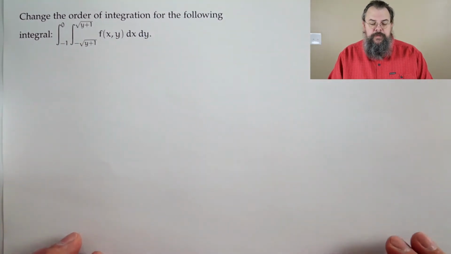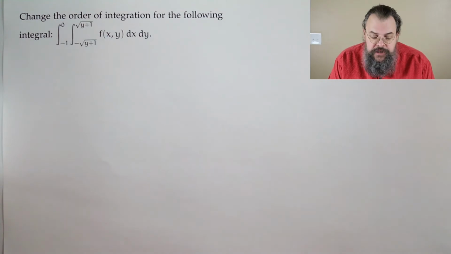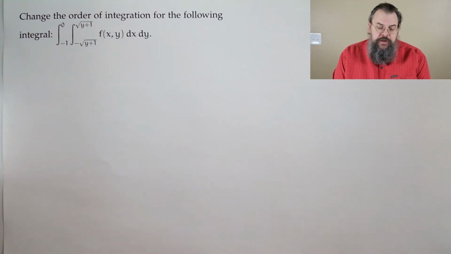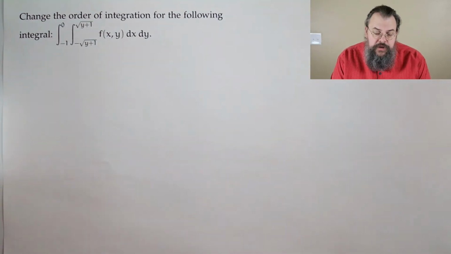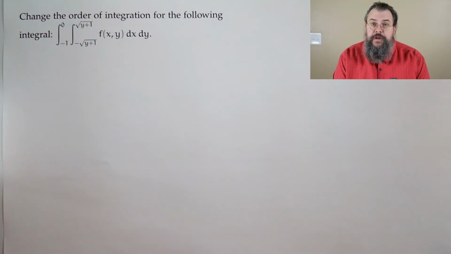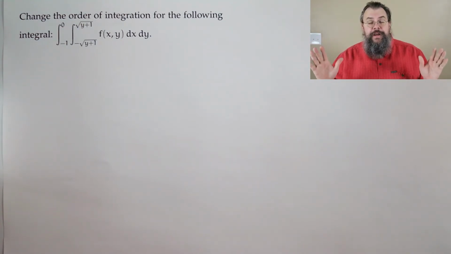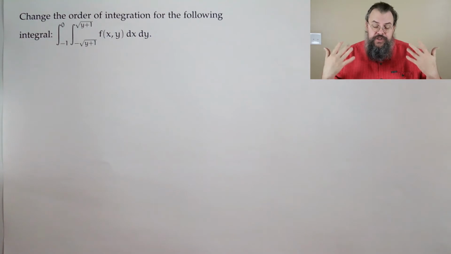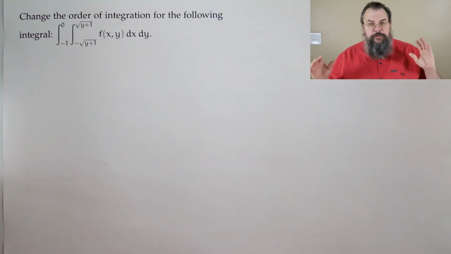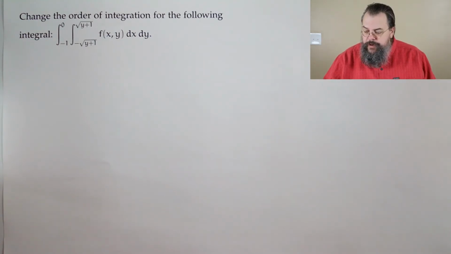So, change the order of integration for the following integral. Integral from -1 to 0, integral from negative square root of y plus 1 to positive square root of y plus 1, f of x y dx dy. Notice we're not going to be able to do the integral because you don't know what f is. So this really is about changing the order of integration.